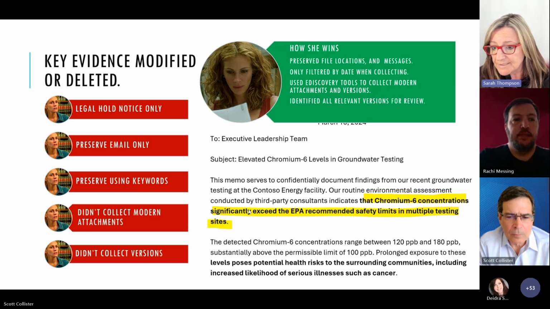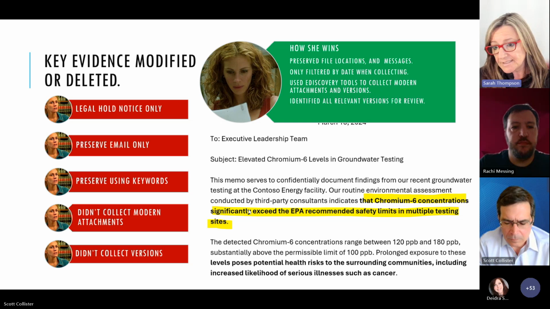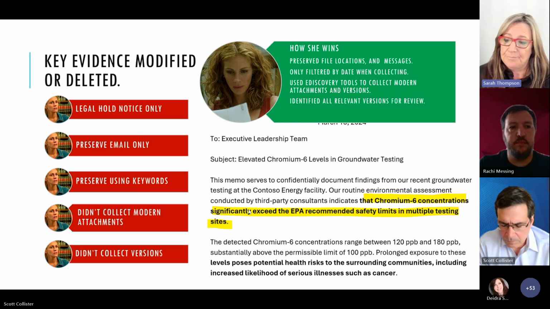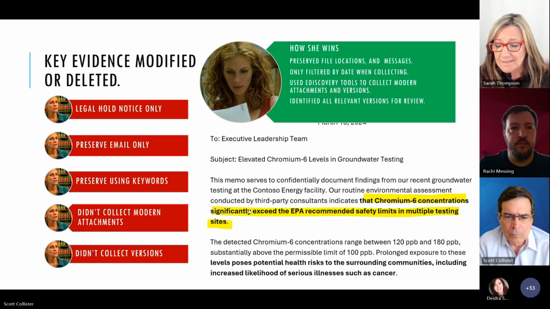The file was in Adele's OneDrive, so that though they were put on hold, that was great. She used only date filters instead of keyword, so that's great. Together with her vendor, she used the eDiscovery tools to collect these modern attachments and the correct versions, and then identified all relevant versions for review. I think all those things would have led her to this.